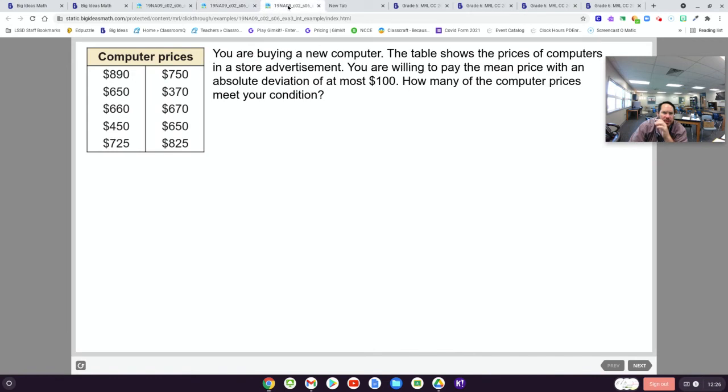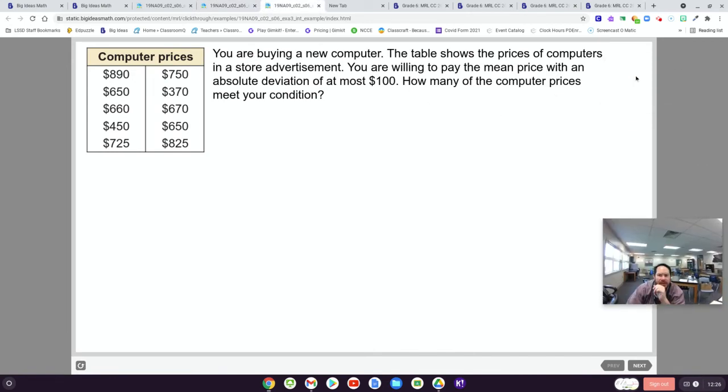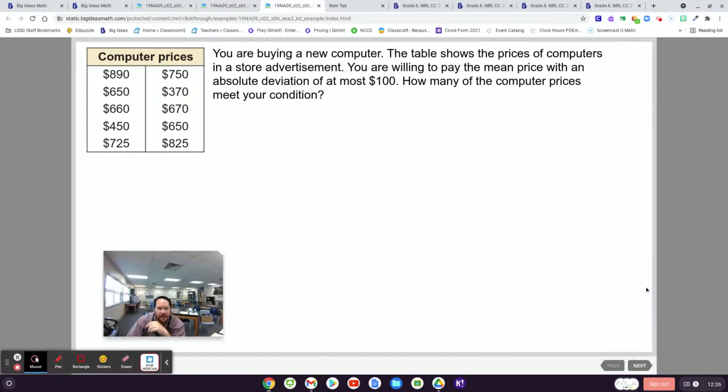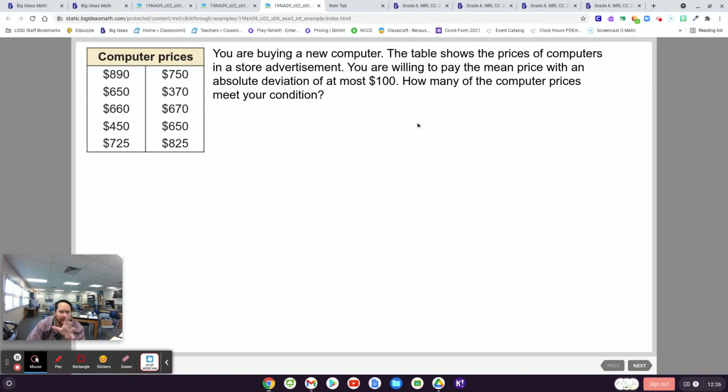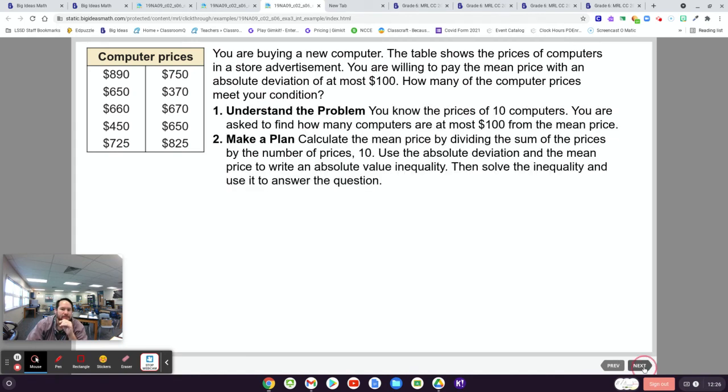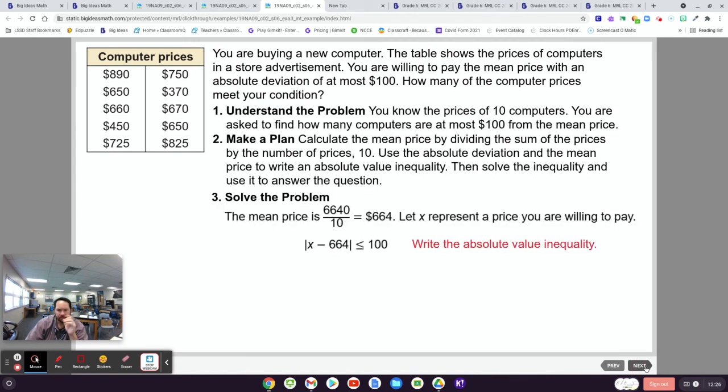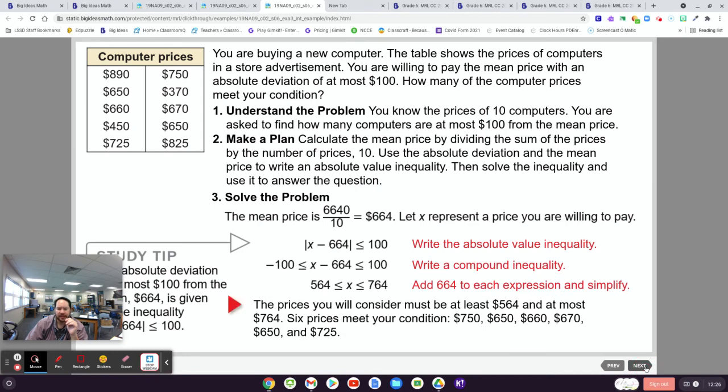Okay, we also have some story problems. So here we have this computer problem. I think for sake of time, I'm just going to let you pause and read, and then we're just going to go through the solution. Okay, so the main thing on this is, for some of these problems, you have to create your own absolute value inequality. So this is where the mean comes in.